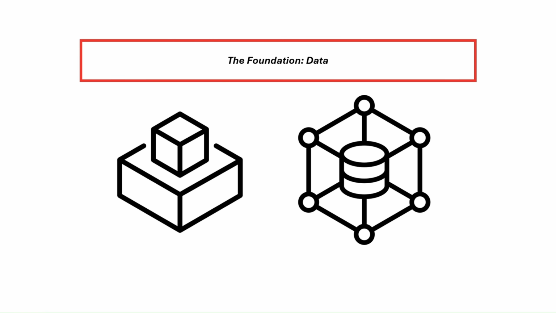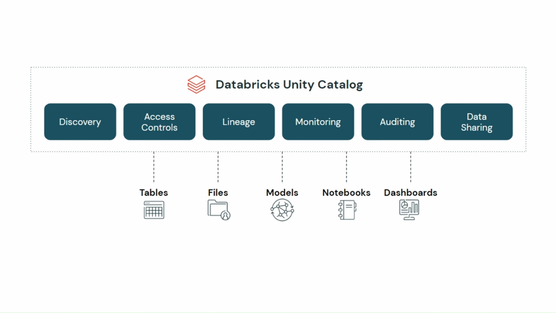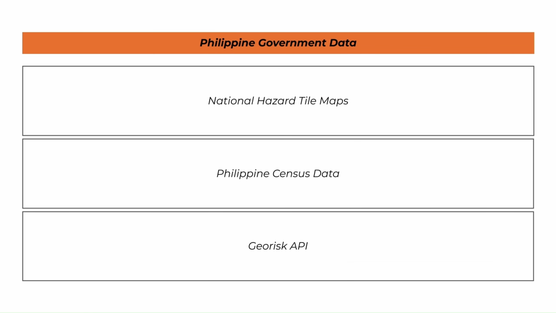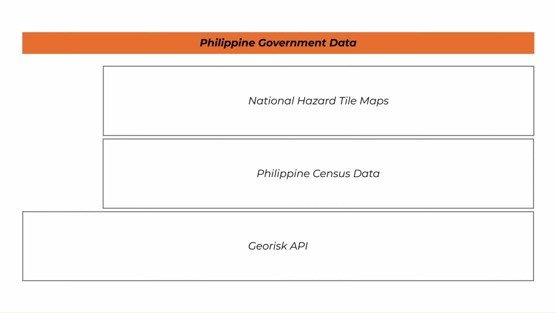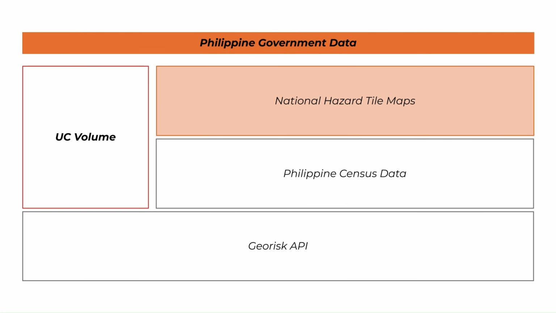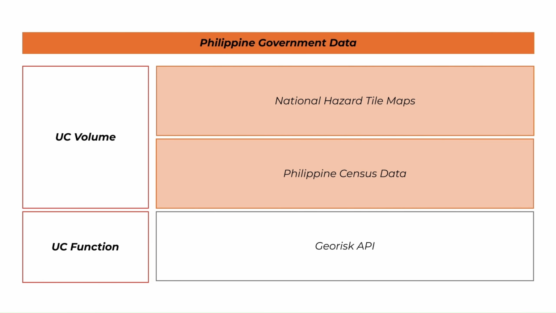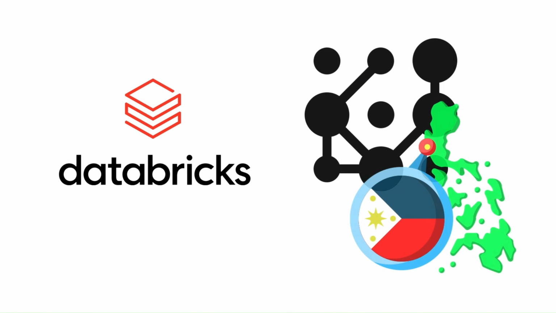We explored the different possibilities of what Databricks can do. Here's how we built it. Data. Thanks to Databricks Unity Catalog, governing the Philippine open data is effortless. By utilizing UC volumes, massive hazard tile maps and census data are flawlessly stored, while UC functions elegantly expose Philippine GeoRISC APIs. Databricks reimagines how complex data is handled.